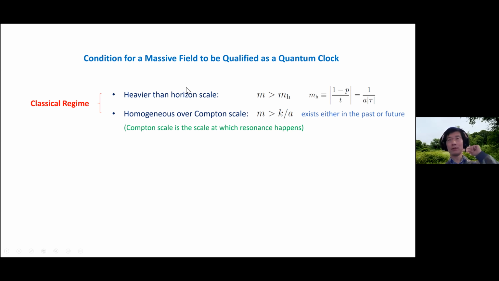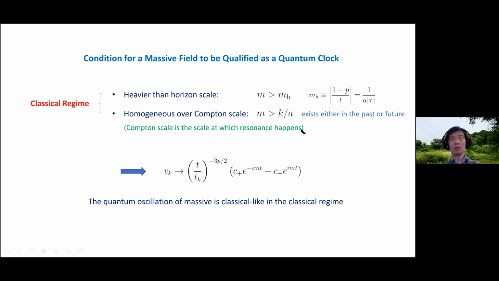Could be time dependent for non-inflation scenarios. And second, I will be interested in the regime where the mass is larger than the physical wave number, namely the wavelength, and the massive field is approximately homogeneous over the Compton scale of the curvature field, the field such as the inflaton, which sources the density fluctuations. So this is because this scale is a scale where the resonance happens. I'll explain why.